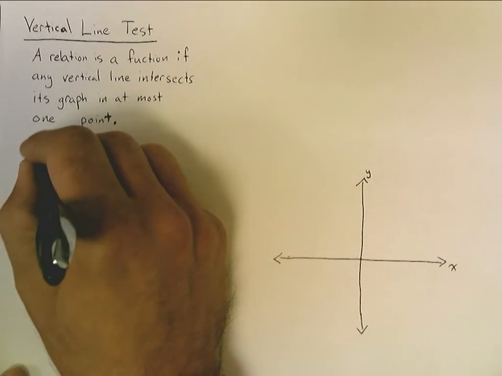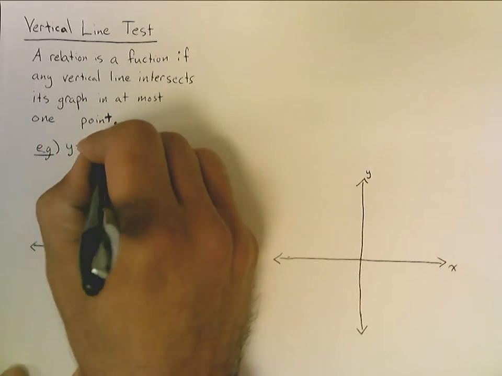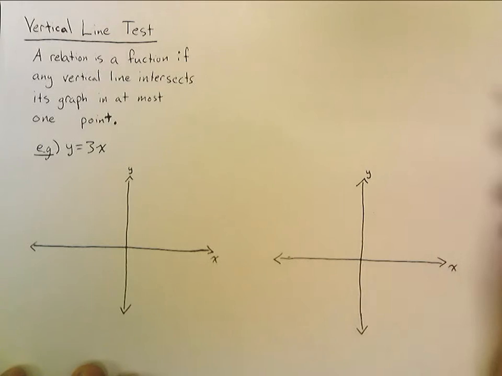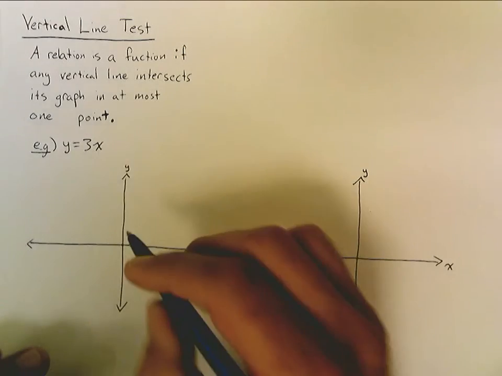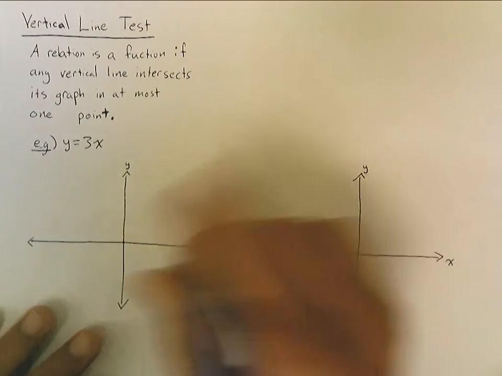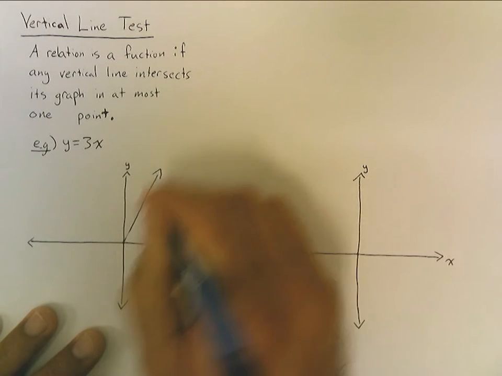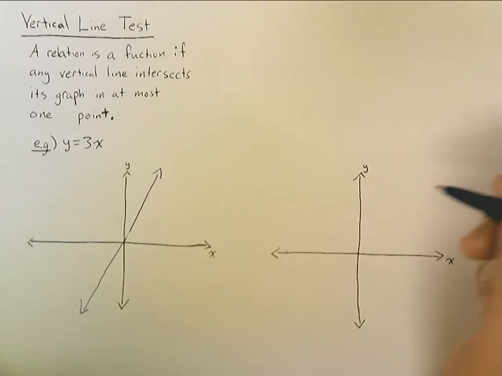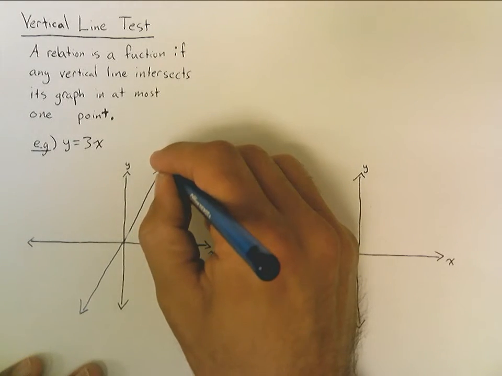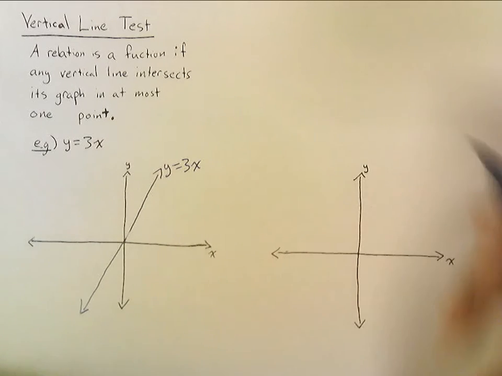So the example we started off with was y is equal to 3x. If you want to go through and make the table and all, you can, but the basic idea here is the graph of this particular equation is going to just look like a straight line. A fairly steep straight line, but it's a straight line nonetheless. So this would be the graph of y is equal to 3x.